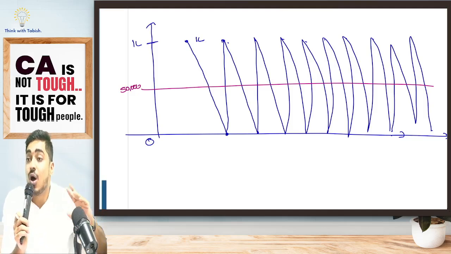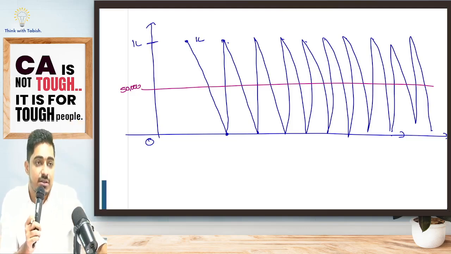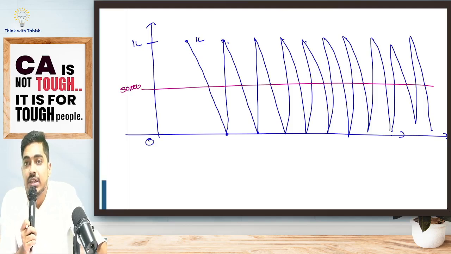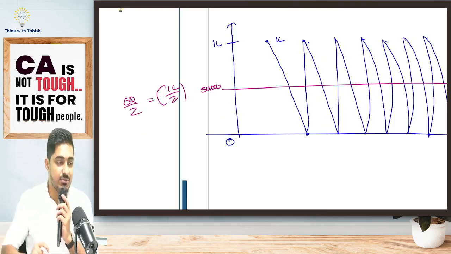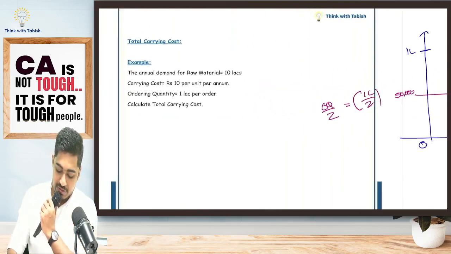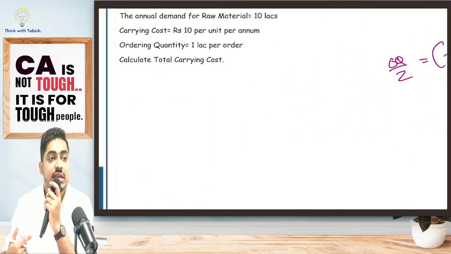Anything could be there. But on an average, if I have to tell, at any point, maximum how much am I having? 1 lakh. Minimum till where can it go? 0. That means on an average, throughout the year, how much quantity am I having? 50,000. Is this point clear? So I can tell it is nothing but 1 lakh divided by 2, or ordering quantity divided by 2. 1 lakh I am ordering, half of that I will be having with me throughout the year on an average. Perfect. So now understand, I want to calculate my total carrying cost.